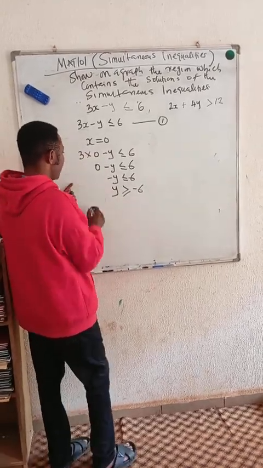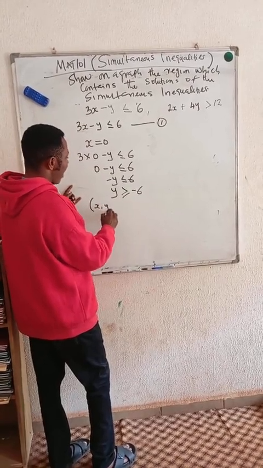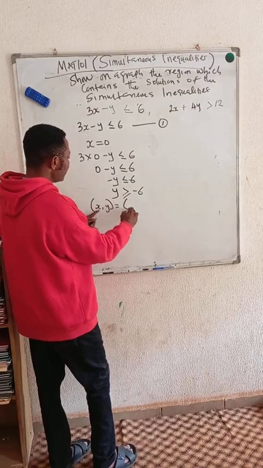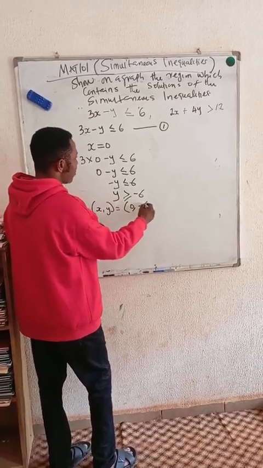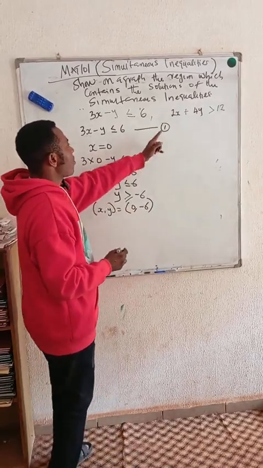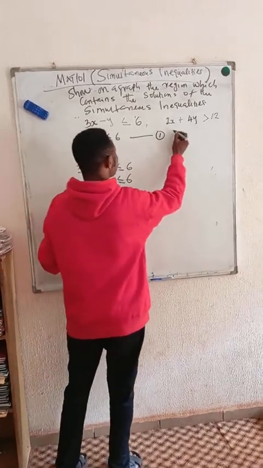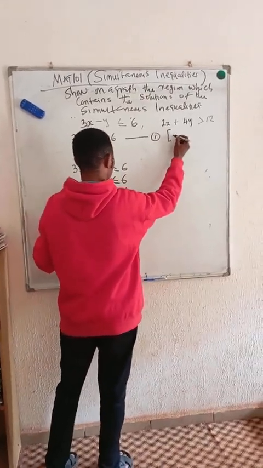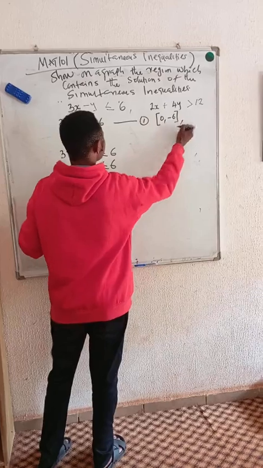Now, it means the answer is going to be of the form x comma y. So x is 0, y is minus 6. So this is the first point here. Permit me to write it here. The first point is 0 comma minus 6. All right.